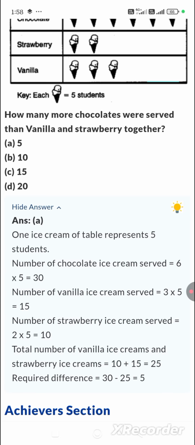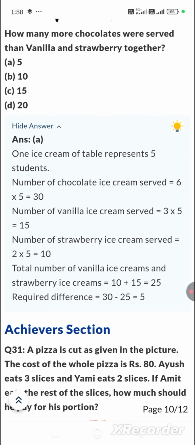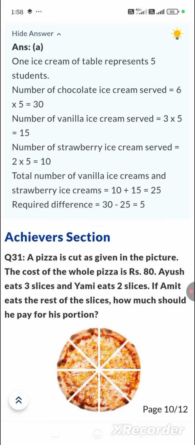Number of chocolate ice creams served, 6 into 5, 30. Number of vanilla ice creams served, 3 into 5, 15. Number of strawberry ice creams served, 2 into 5, 10. Total number of vanilla and strawberry ice creams is 10 plus 15, 25. Required difference is 30 minus 25 equal to 5.